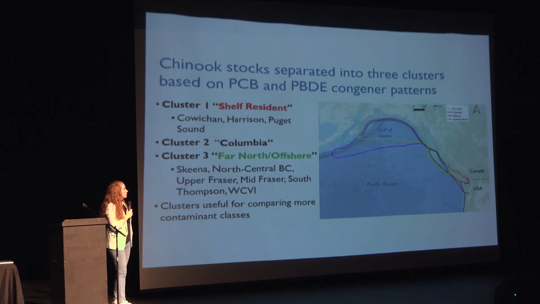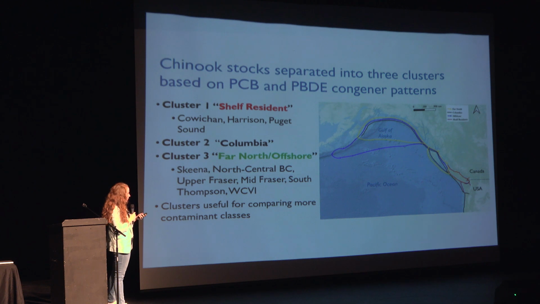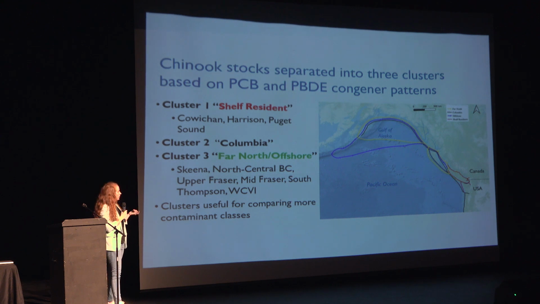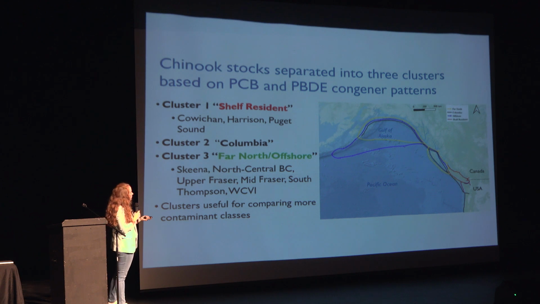And then we finally used the dietary tracers and the PCB and PBDE information to do some cluster analysis for future contaminant differentiation, and to try to understand if this relates to all contaminants or not. What we found is that the shelf residents grouped together. The Columbia, again, is its own unique cluster, and the offshore and far north migrating Chinook cluster together.